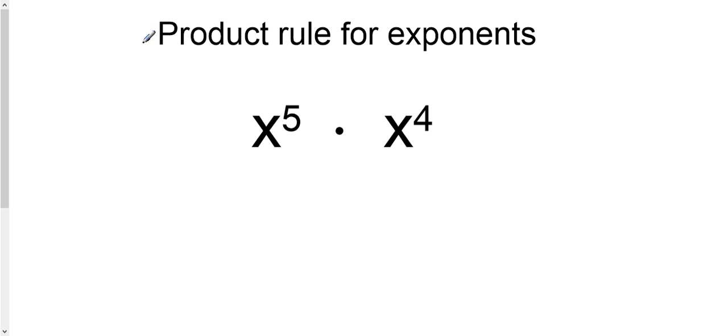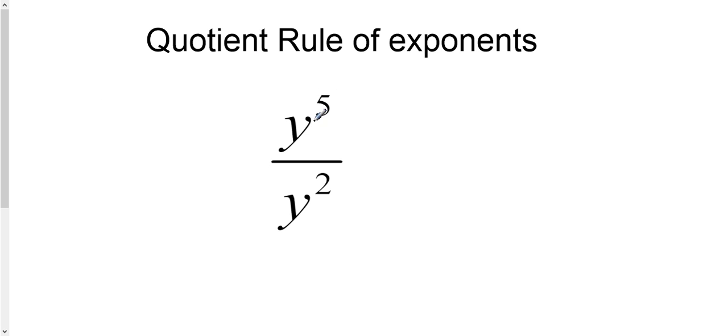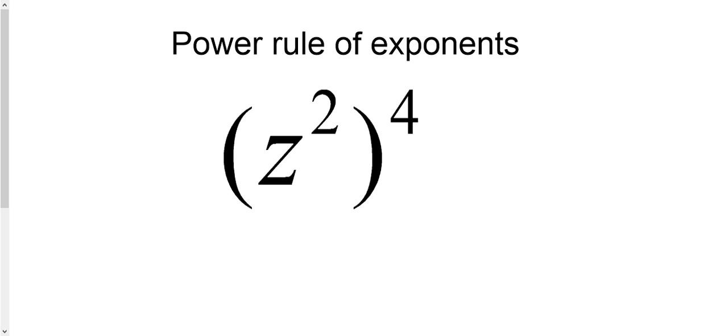We did have a few exponent rules to go through, just to review. X to the fifth times x to the fourth, because they're both the same base and they're multiplying, we can add the powers. That's x to the ninth. Quotient rule, same base, but they're being divided. We subtract top minus the bottom, so this becomes y to the third. And the power rule is kind of like the distributive property. The 4 multiplies the 2, and we get z to the 8th.